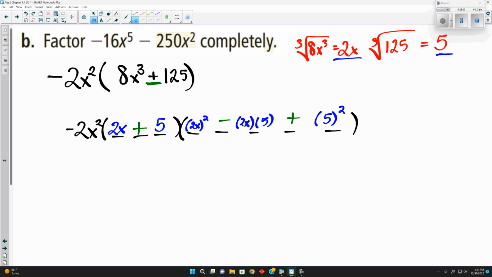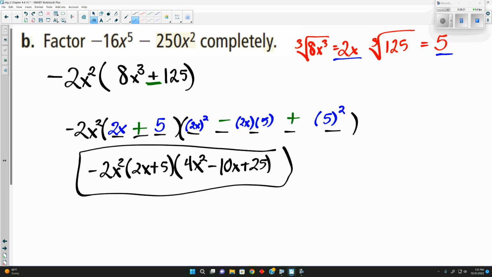And if we simplify this down, we would have negative 2x squared times 2x plus 5. Then 2x squared, 2 squared is 4, and we'd have 4x squared minus 2x times 5 is 10x, and lastly, 5 squared is 25. And we have this.